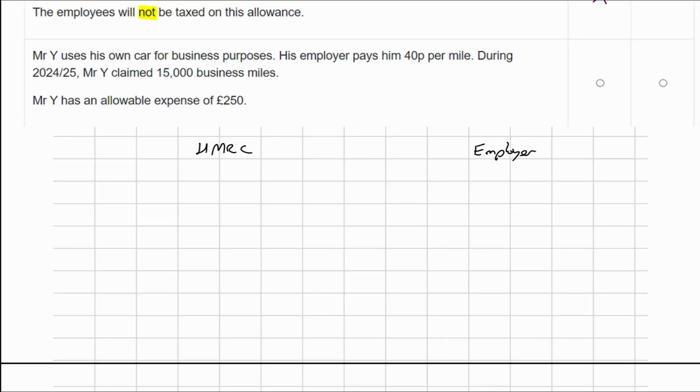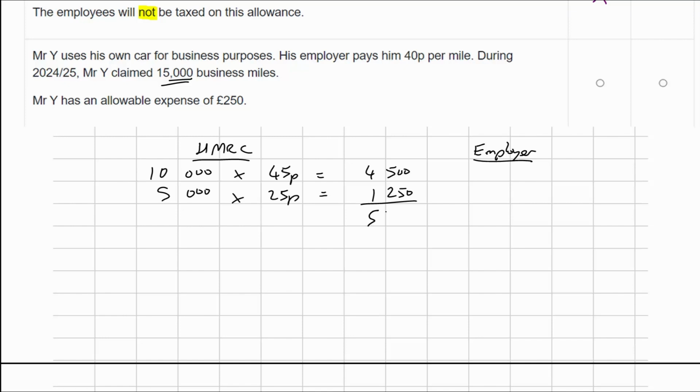So let's compare how HMRC would do it to how the employer is doing it. So for HMRC, we've got the first 10,000 miles, and we pay 45p per mile for that, which gives us 4,500. And then there's a further 5,000 miles, because remember there's 15,000 miles in total, and HMRC would allow 25p per mile for that, which is another 1,250, which gives a total of 5,750. So that's the allowable expense from HMRC's point of view.